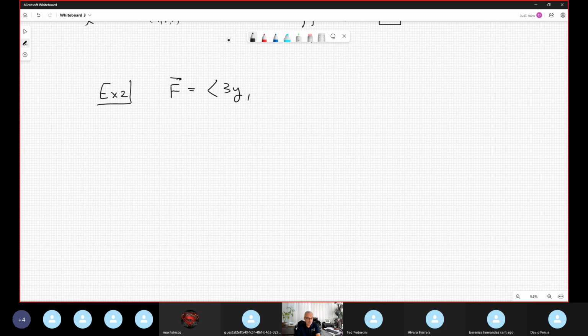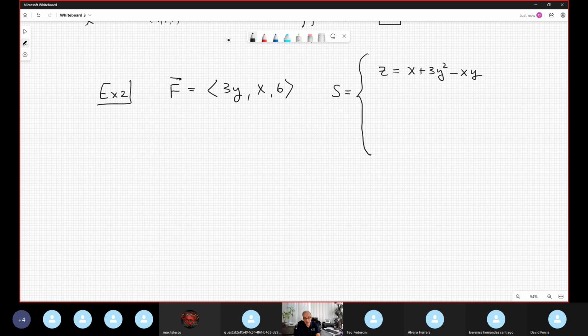3y, x6. I have a surface. Sometimes the surface is defined mathematically, or sometimes it's defined geometrically. So this is z equal x plus 3y squared minus xy. This surface is very, very weird.